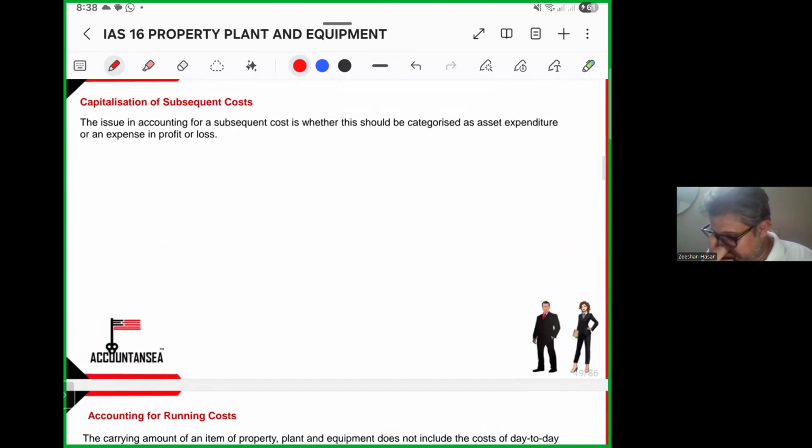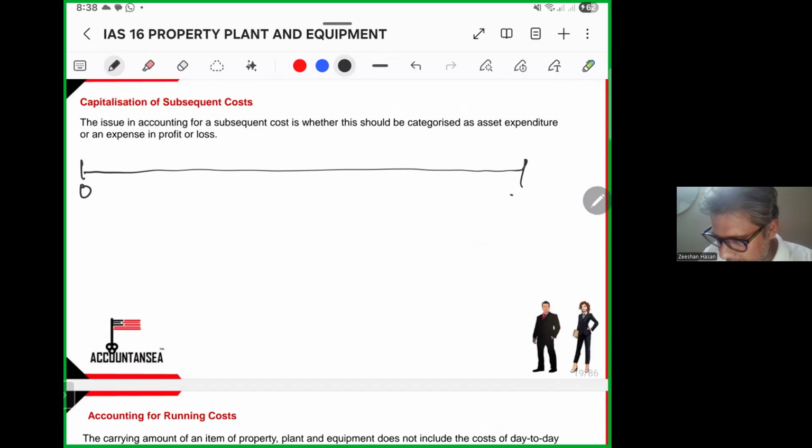Now, capitalization of subsequent costs. The issue in accounting for a subsequent cost is whether this should be categorized as asset expenditure or as an expense in profit and loss. So, for example, what is subsequent cost? See over here. On year zero, we bought an asset for $100,000. Suppose it has a life of 5 years. So each year depreciation is $20,000, right?